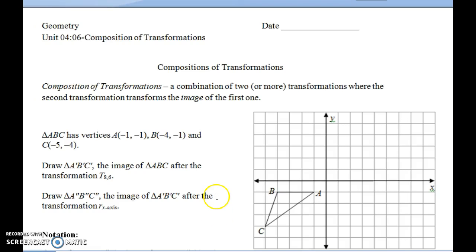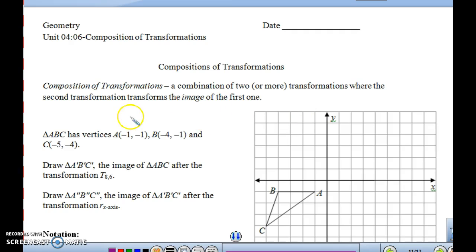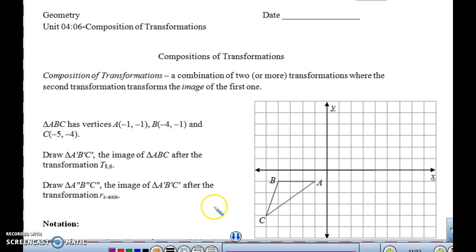This is Geometry Unit 4, Lesson 6 on composition of transformation. The composition of transformations is a combination of two or more transformations where the second transformation transforms the image of the first one. Basically what that means is you do a transformation, take that answer, do another transformation, and you end up at a new image. So let's try this out.